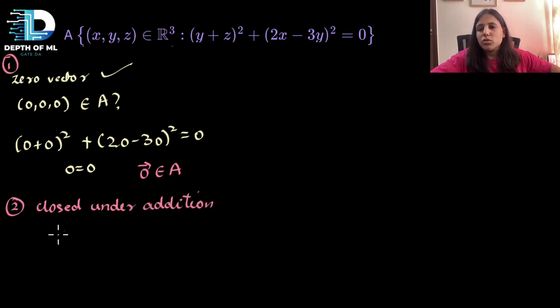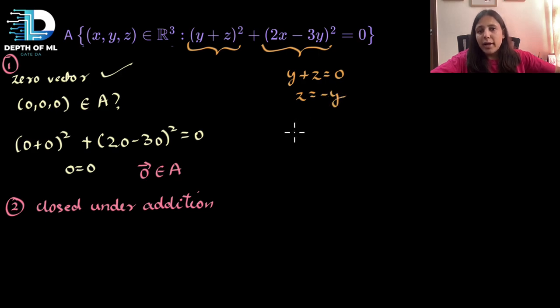So how will we do this? For this, we have to check whether, if I add two vectors, the result belongs to the space or not. But before this, I want you to observe a few things. Let's see what this form means. This is a square and this is also a square. If squares add up to 0, it means that they individually are equal to 0. It means that y plus z is equal to 0, which means that z is equal to minus y. And also 2x minus 3y is equal to 0, which means that x is equal to 3y by 2.